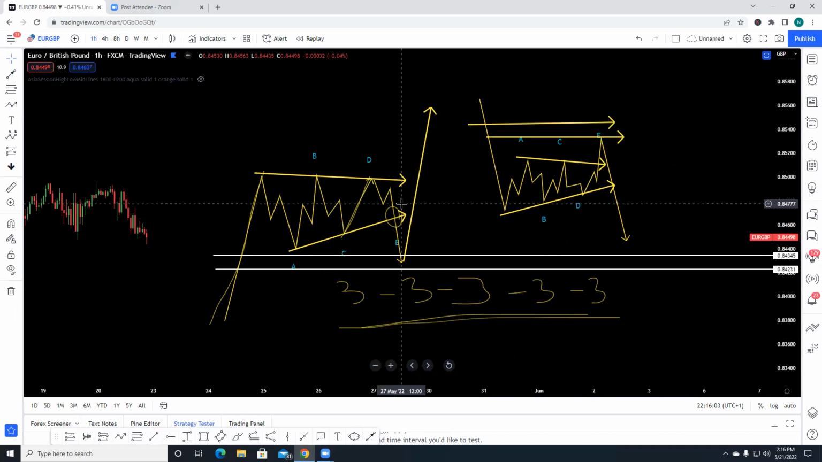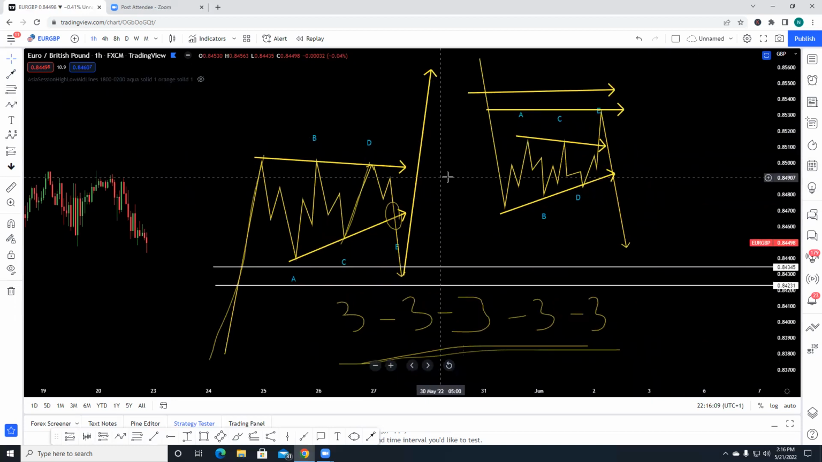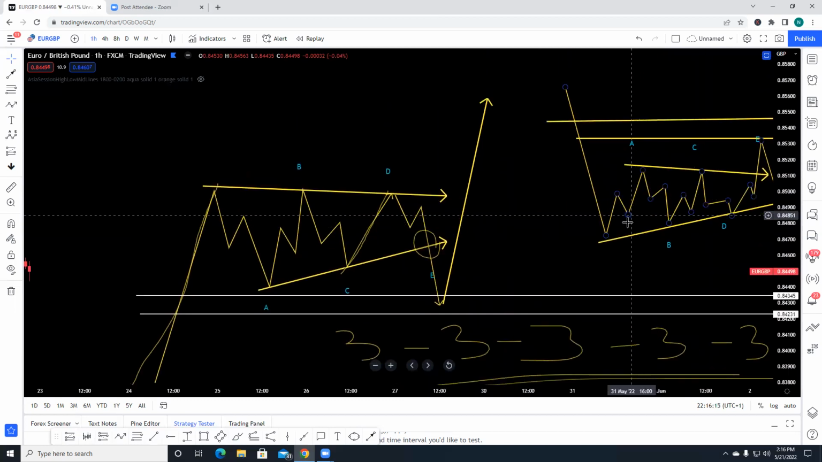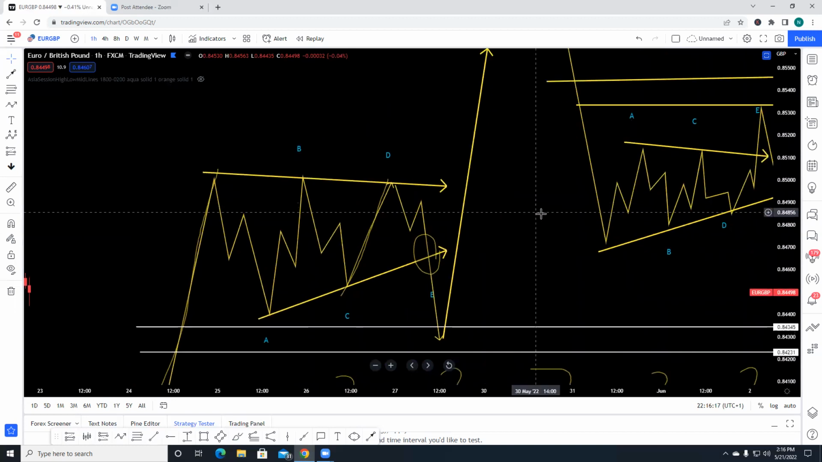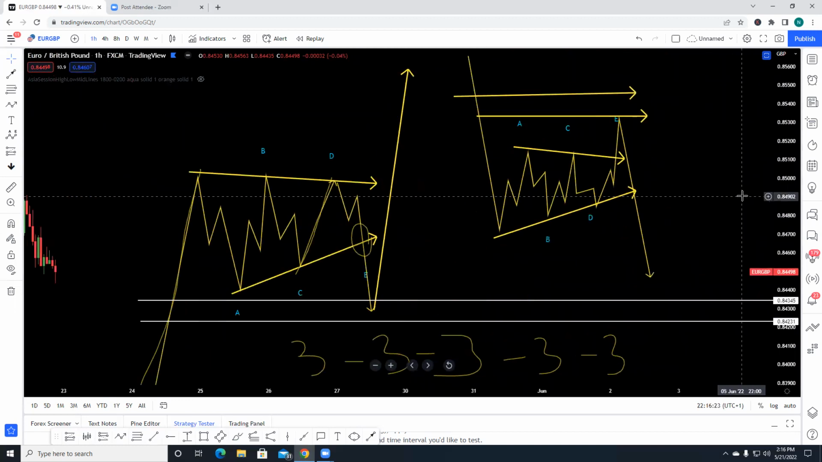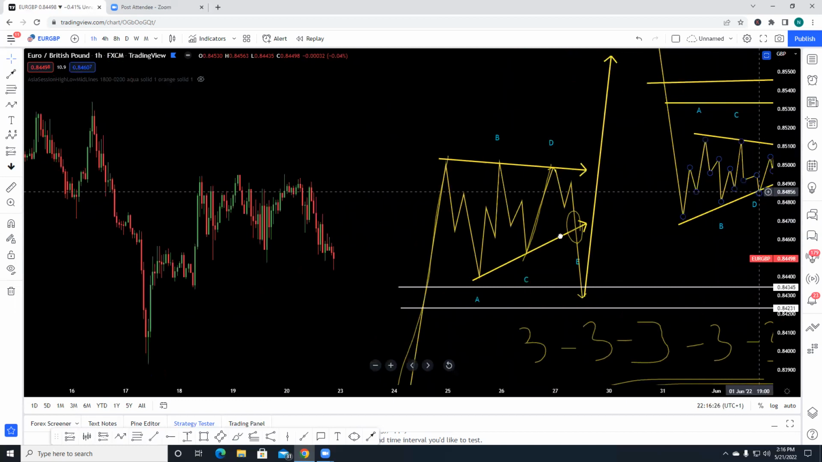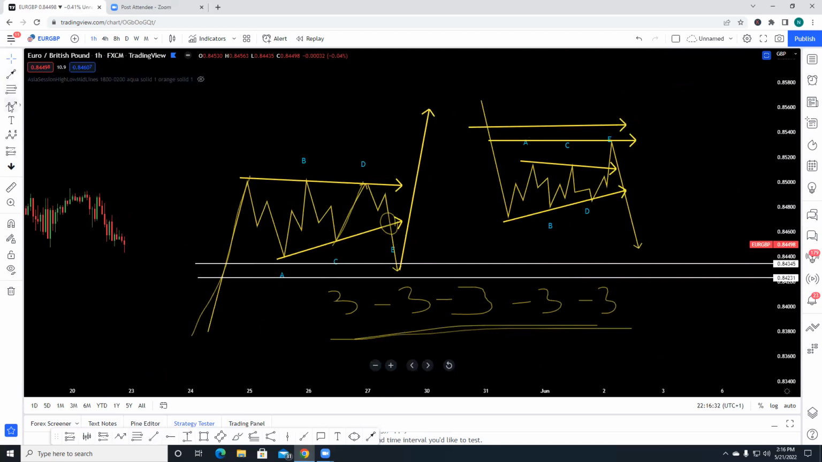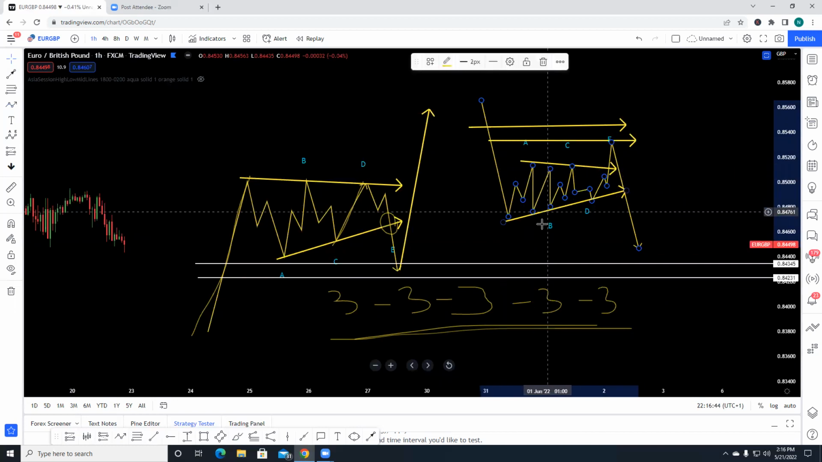Now, let me also add that in a triangle, apart from seeing all the structure as zigzag, usually what you see is a zigzag corrective structure. But there are times that the internal structure of the triangle will form a complex corrective structure. What do I mean? Wave B can form a flat corrective structure. Can you see? Right here, guys. This is a flat. It can form a flat corrective structure.